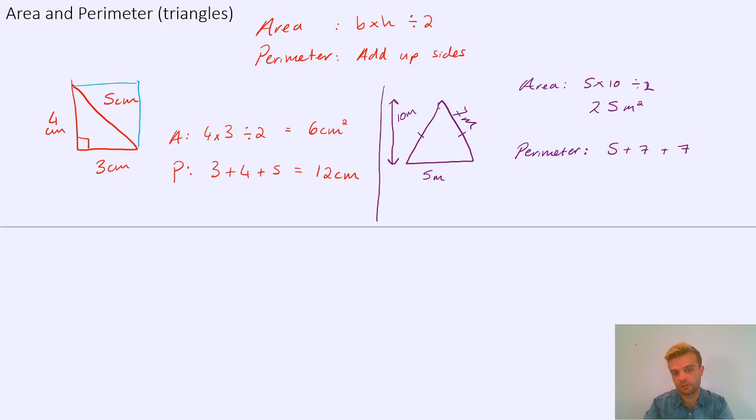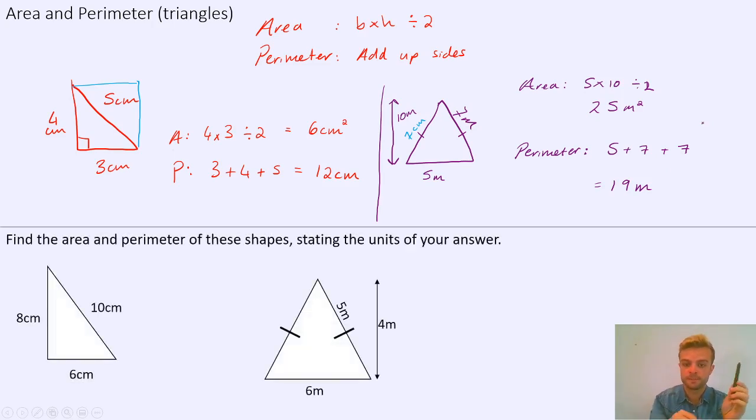So for the perimeter, I'm going to have to do 5 plus 7 plus 7. And I'm adding on 7 twice because even though it's not written there, this side is also 7 meters because of the dashes that makes it isosceles. So 5 plus 7 plus 7 is 19 meters. That's the perimeter. So there's a couple of examples. The area, you do base times height and then divide it by 2. And perimeter, you just add up all the sides.